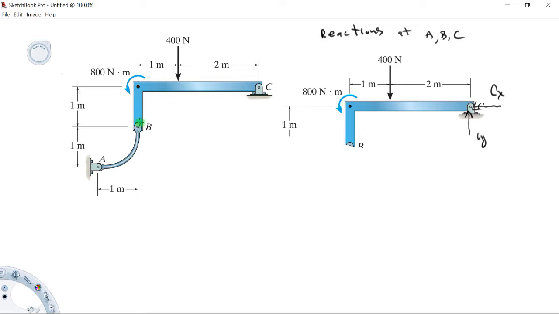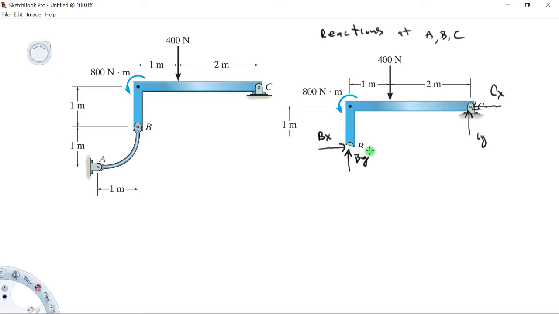Now, my free body here, I also need to consider what's happening here. There's a pin here, and that pin is going to put a force onto this structure, and that force is going to be in a direction kind of up and right. Now, normally what we would do is we would draw that in component form. So I might start this with maybe a BX, BY.